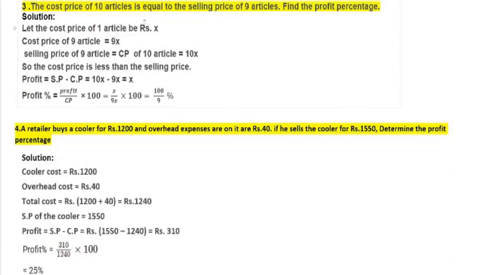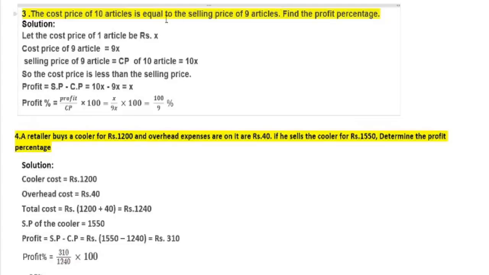Now question number 3. The cost price of 10 articles is equal to selling price of 9 articles. Find profit percentage. Here selling price or cost price not given. Selling price is not given and cost price also not given, but only a relation is given. That is, the cost price of 10 articles equal to selling price of 9 articles.